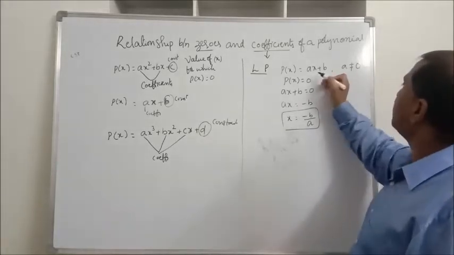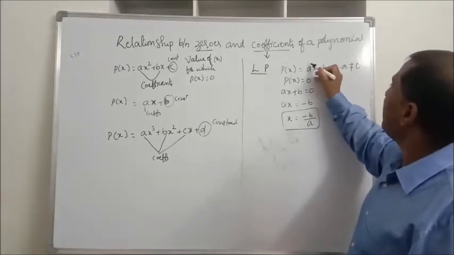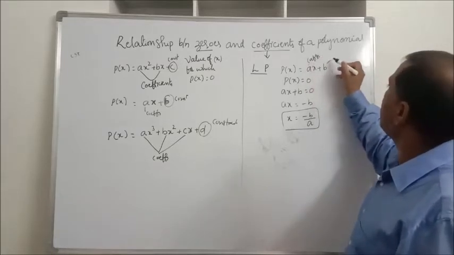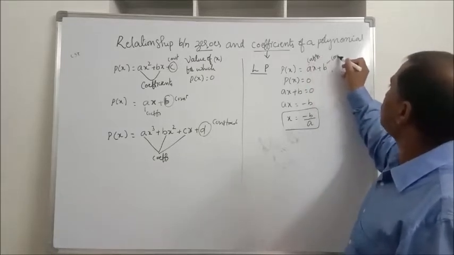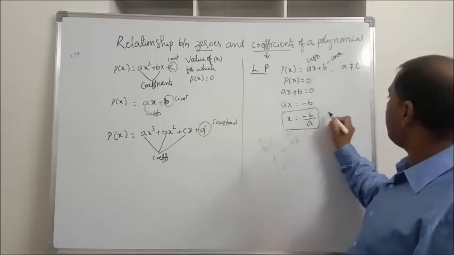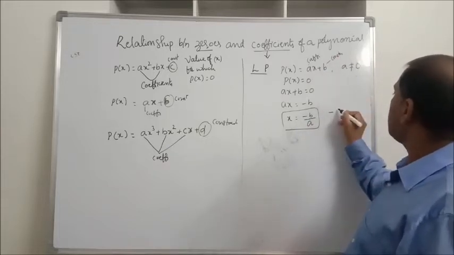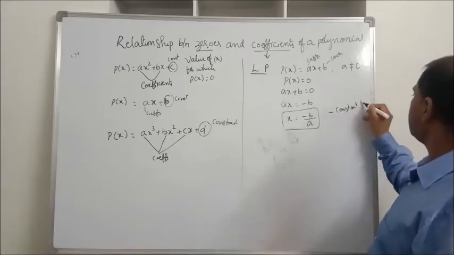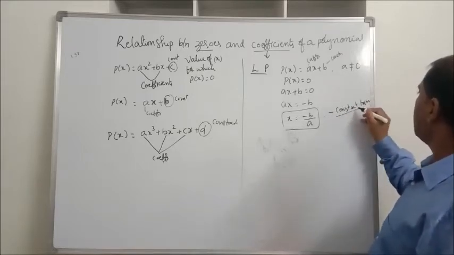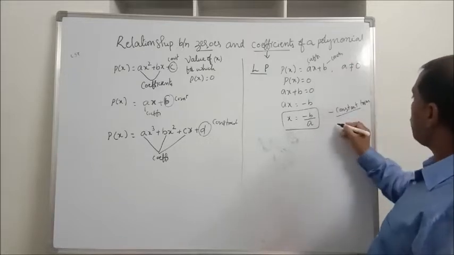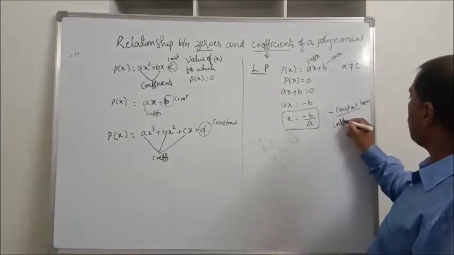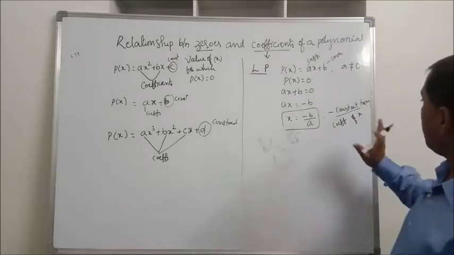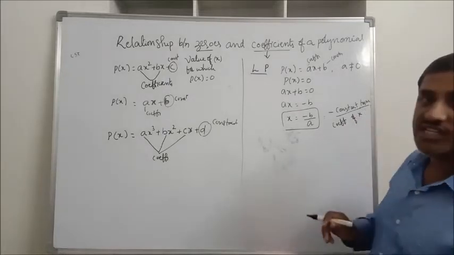If you observe here, a is known as the coefficient of x, and b is known as the constant. So minus b is nothing but the constant term, b is nothing but the constant term, and a is nothing but the coefficient of x. Constant term divided by coefficient of x.